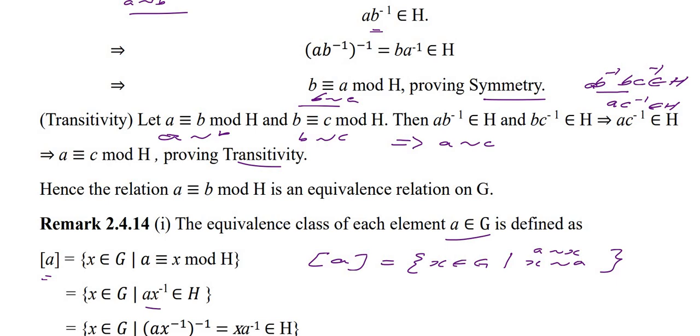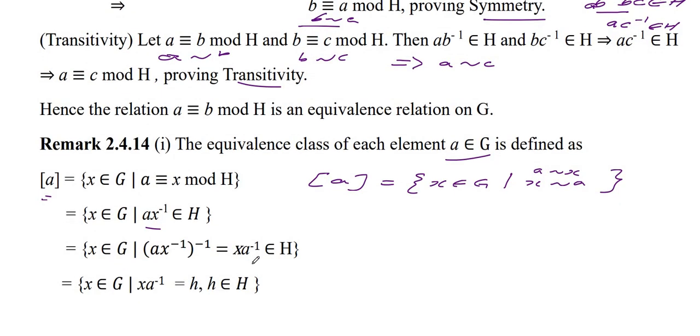But again, H is a subgroup. So the inverse of this element should also be there in H. So you have AX inverse, the whole inverse, and that is nothing but XA inverse belongs to H. So we have this XA inverse being written as some h in capital H.